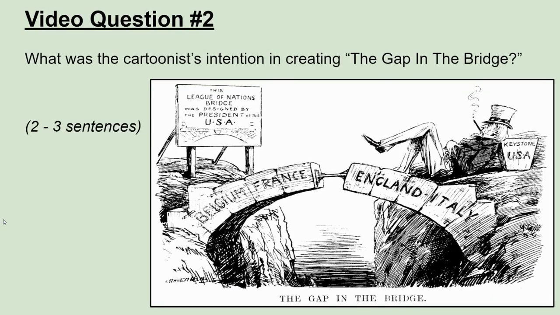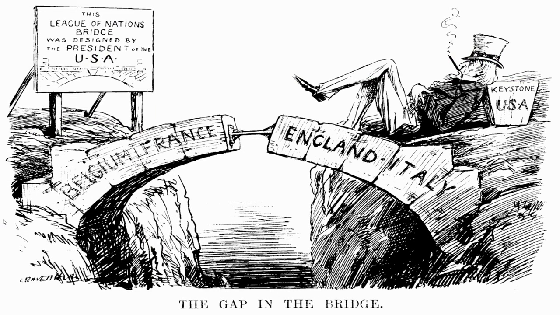The second question I had has to do with a political cartoon. This political cartoon, which is called The Gap and the Bridge, dates back to about 1918 or 1919 in the United States. It's an American cartoon, and the cartoon is obviously commenting on the League of Nations, which ironically the United States did not join.